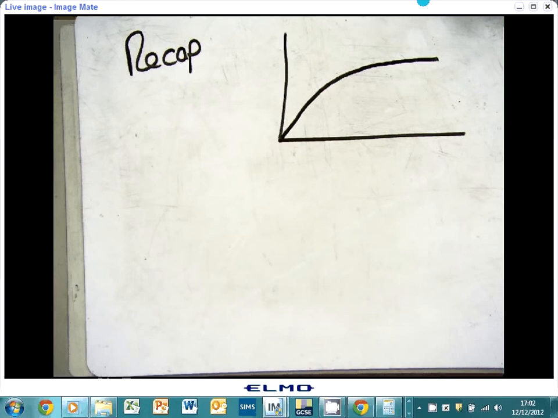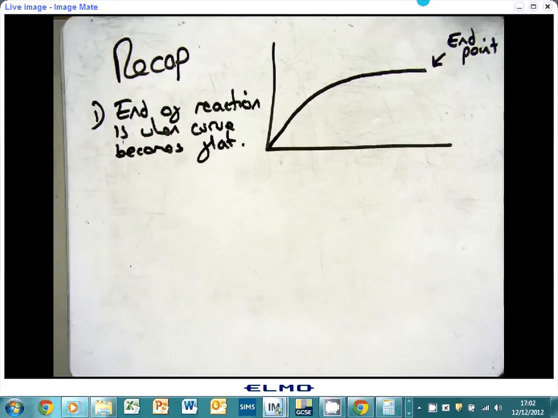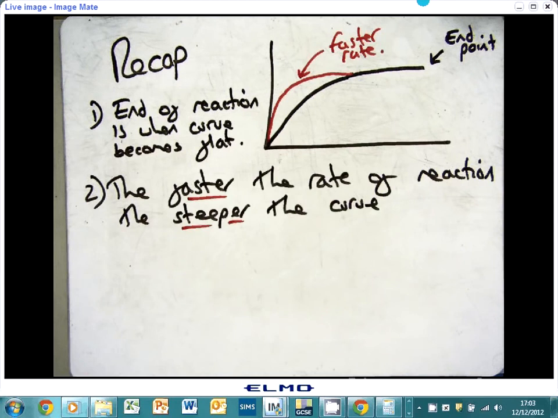So to recap then, number 1, the end point of the reaction is where the curve becomes flat. Number 2, the faster the rate of reaction, the steeper the curve. Number 3, if the end point of the reaction ends up higher, it means you've changed the amount of reactants.